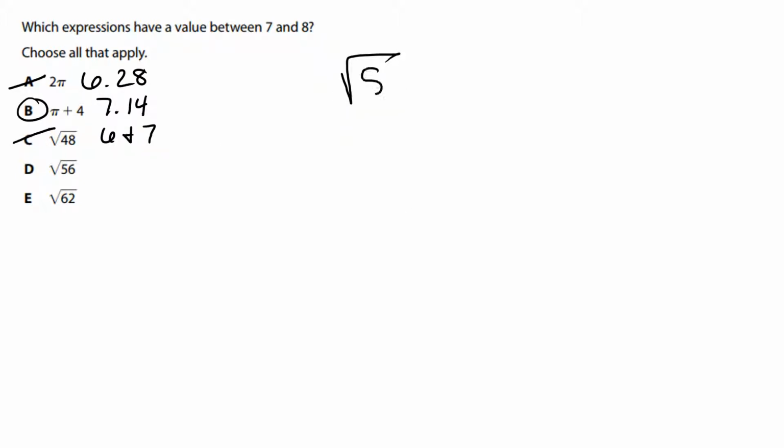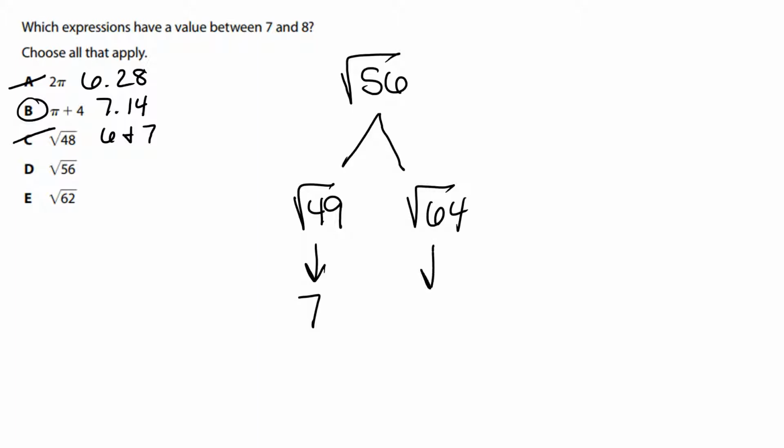The next one, square root of 56, is also a non-perfect square. It is not part of our list of 15, so we need to figure out which ones it is close to. 56 is between 49 and 64. The square root of 49 is 7. The square root of 64 is 8. So it is between 7 and 8. D is a correct answer.